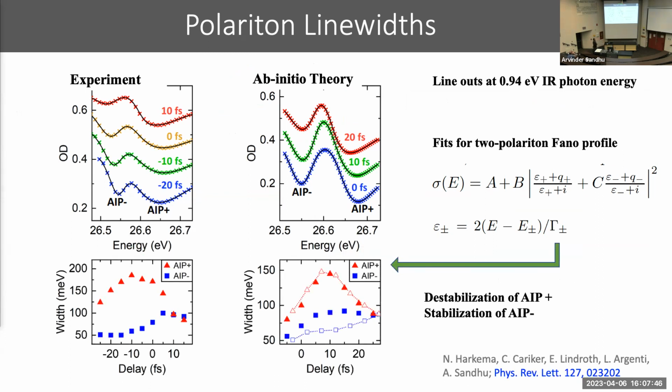You see that the left-hand side is experiment, the right-hand side is theory. At larger positive time delays, there are two lifetimes which are similar. But when you come to minus 10 femtoseconds, one polaritonic branch gets destabilized because it has a larger energy width. The other becomes stabilized, which has a smaller energy width. So you're seeing this effect of light changing the natural lifetime of the atom.